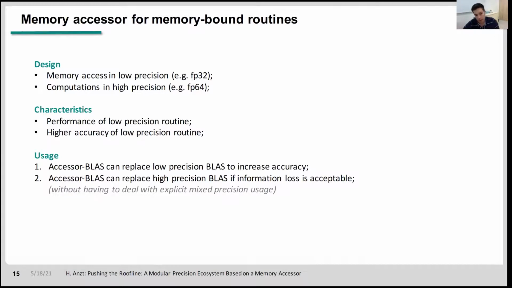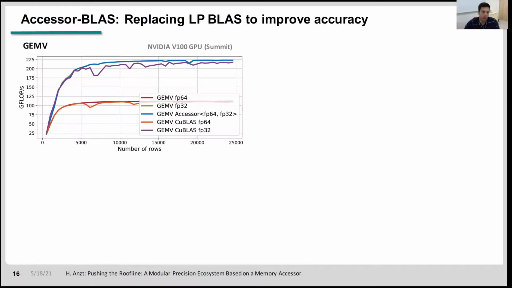So let's look into the first usage model. What we look at here is the performance of the GEMV, so dense matrix vector multiplication, on a V100 GPU, that is the Summit GPU. And what we have here is the dark red line, that is GEMV using double precision. For comparison, we also show the performance for the cuBLAS implementation, that is the orange line.